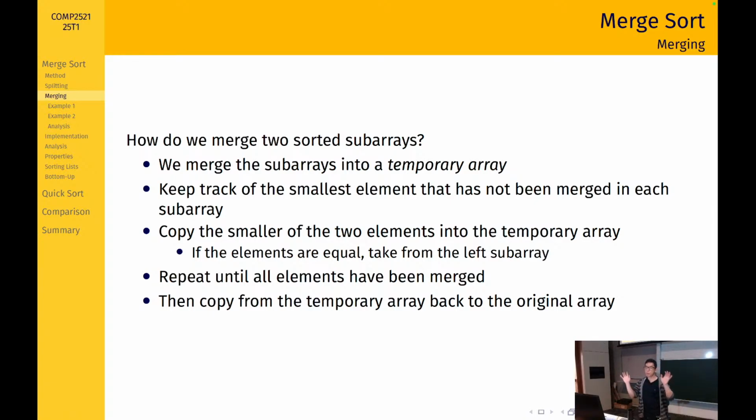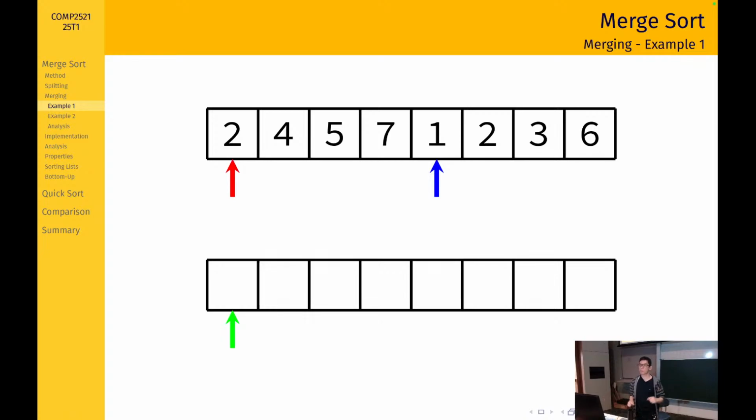In order to actually merge two sorted subarrays into a single array, we need a temporary array, right? So we're going to create a temporary array to store the sorted sequence, and then we're going to copy it back into the original array. I've described the steps of how we merge here, but I think it's better if we just go through some examples. So here is one example of merging.